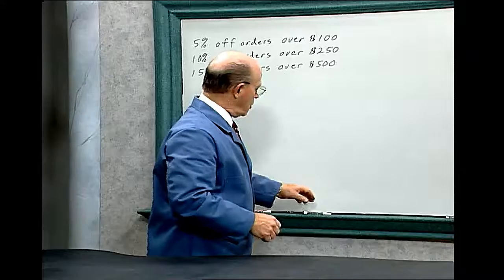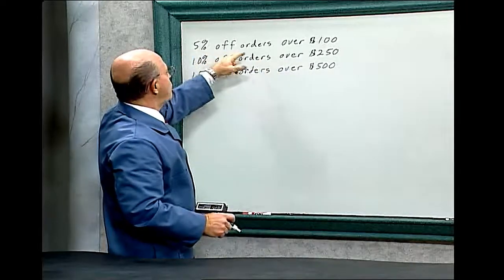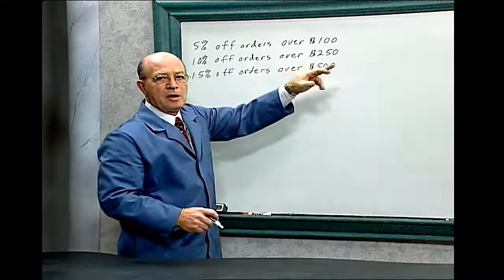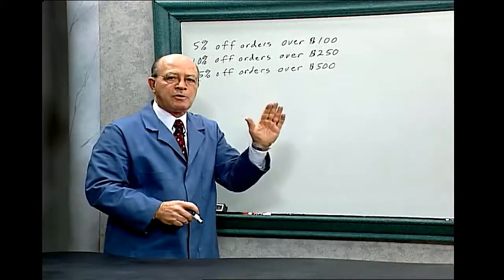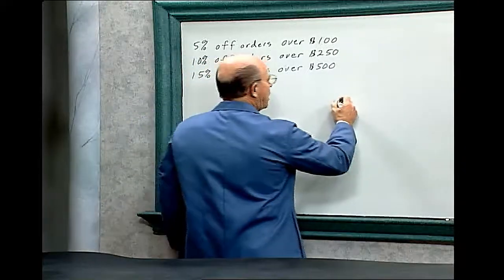Let's figure it out. We're going to start with the $100. It's 5% off orders over $100, so anything between $100 and $250. Well, let's just figure how much money would you save if you purchase something for $100. It has to be a little bit over, say a penny over. But we'll just use the $100 figure.